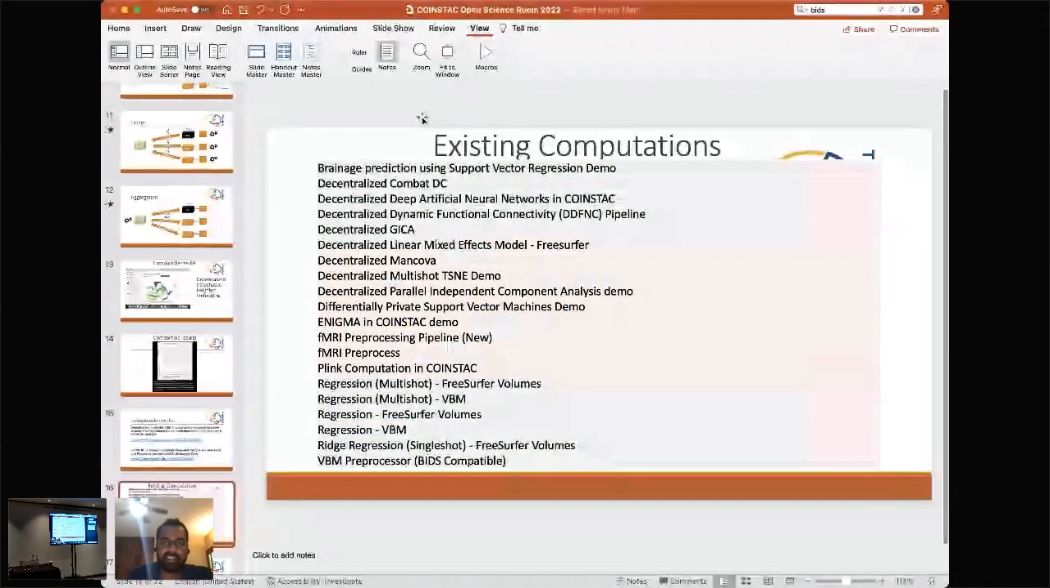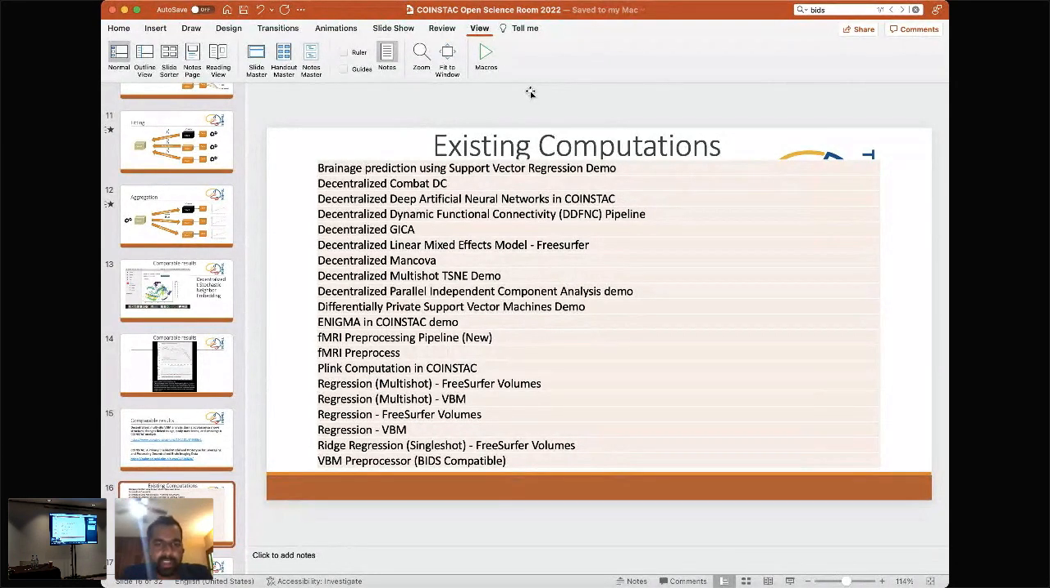Here are the existing computations that are in the COINSTAC framework as of now. As you can see, there are algorithms ranging from just the pre-processing to running models like regression to machine learning and deep learning. So we have a variety of computations currently available, and our goal is to accommodate as many research scientists as possible in what we think would be valuable to the research.